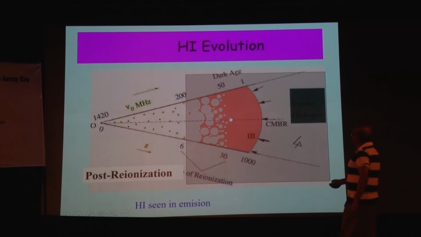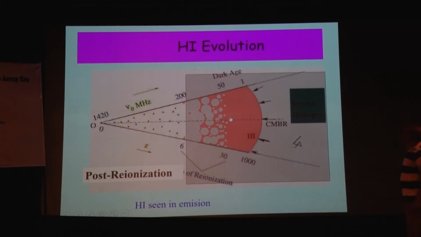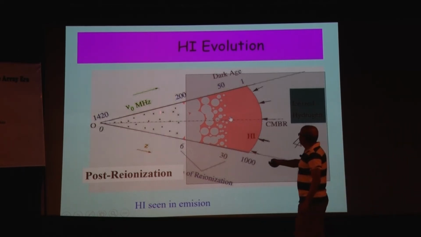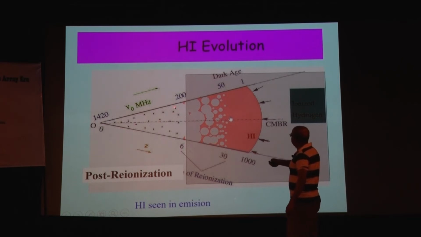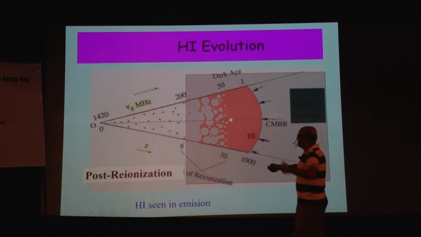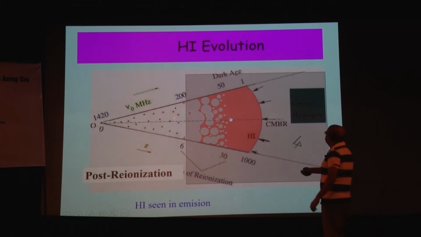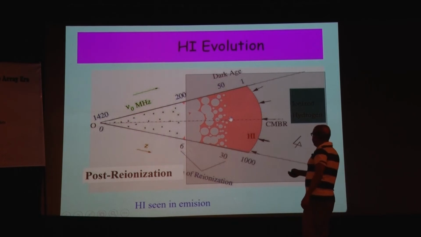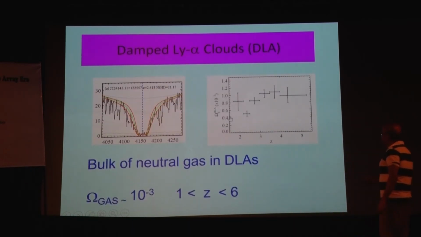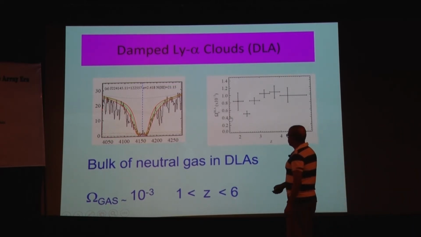Once the universe is completely ionized, we have what is called the post-reionization era. So you can see that in the diffuse medium, there is no diffuse hydrogen here, but there are these small things which I have shown here. These are highly dense, overdense regions where the hydrogen has survived the ionization. We know that they exist because we can see them in absorption against quasar spectra. Okay.